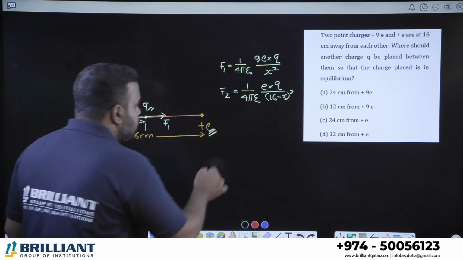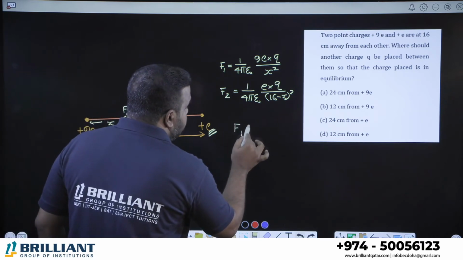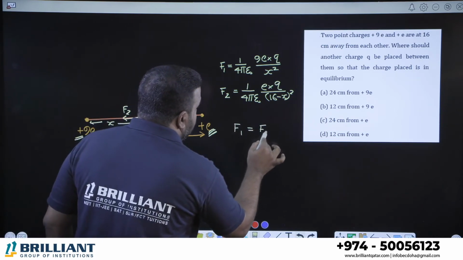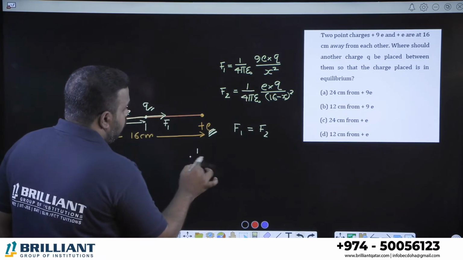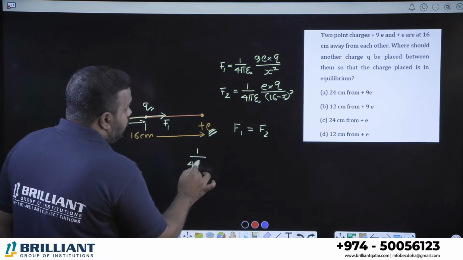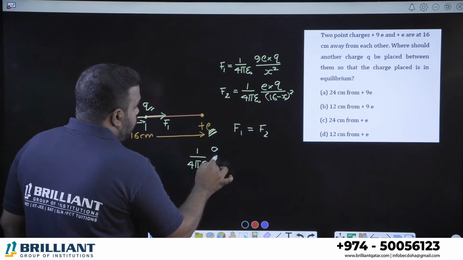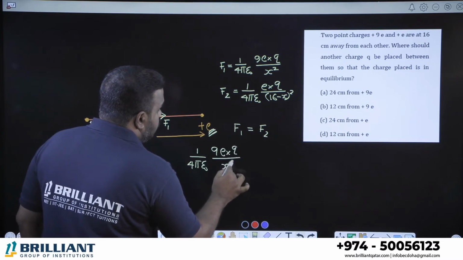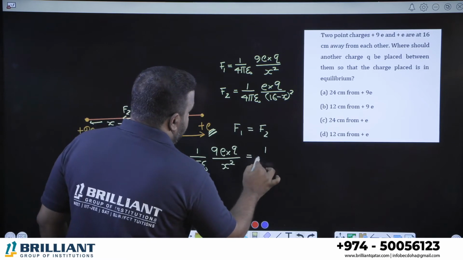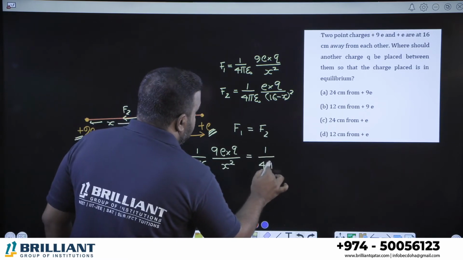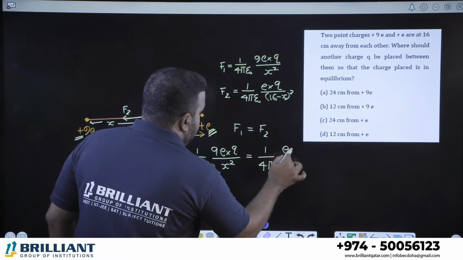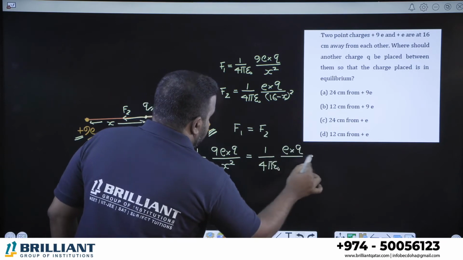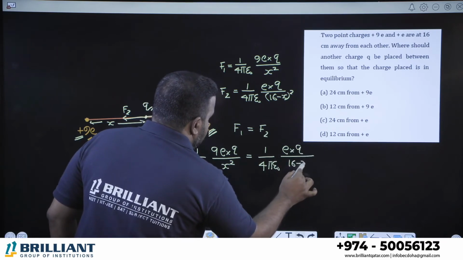F1 and F2 will get the answer. At equilibrium, the condition for equilibrium is F1 is equal to F2. So what is F1? F1 is 1 by 4 pi epsilon naught 9e into q by x square is equal to 1 by 4 pi epsilon naught e into q by 16 minus x whole square.